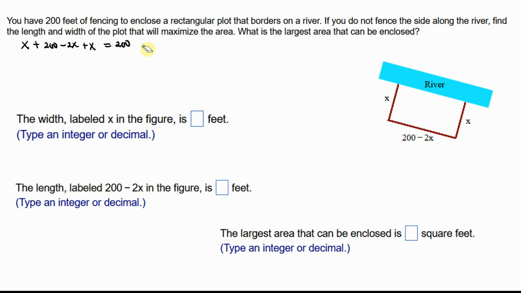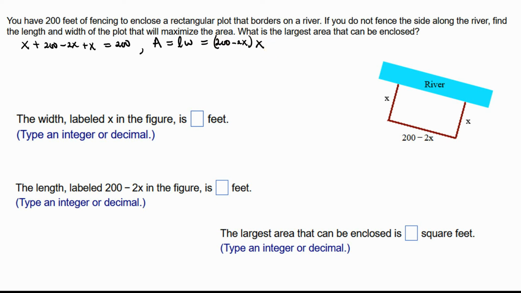And then it says the second equation, the area. Remember the area, this is a rectangle, so the area has to equal the length times the width. So the length would be, let's say, the 200 minus 2x, and then the width would be x. 200 minus 2x times x.